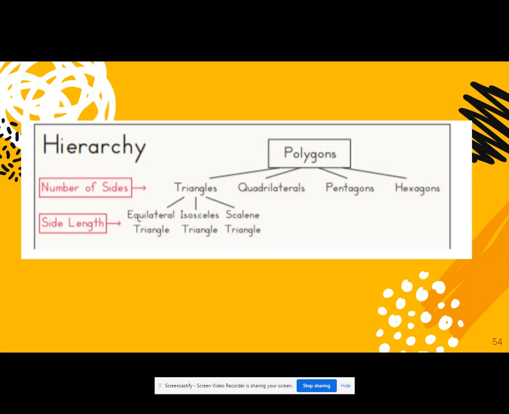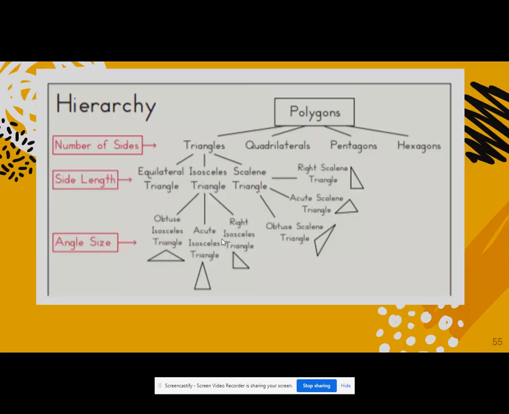And when we look at this, we're first organizing our hierarchy by the number of sides, and then we are organizing them by the side lengths. This should be written in your math notebook, so we have something to go on for later lessons. And what we had learned earlier is that each one of these triangles, the equilateral, isosceles, and scalene, can also be broken down into another type based on the angle size.